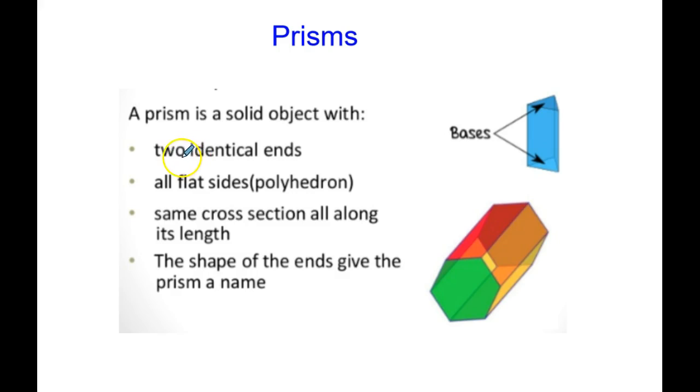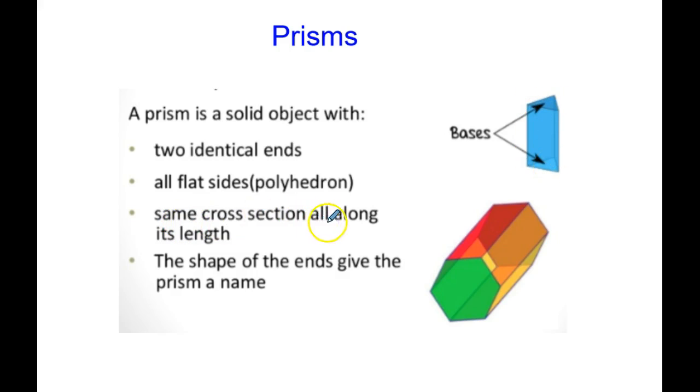If we're talking about a prism, they have two identical ends, which we refer to as the bases. In this case, those bases are going to be triangles. In this other one, those bases are hexagons. Another feature is they have all flat sides, which we can see. In this case, it contains rectangles. In this case, again, containing rectangles.